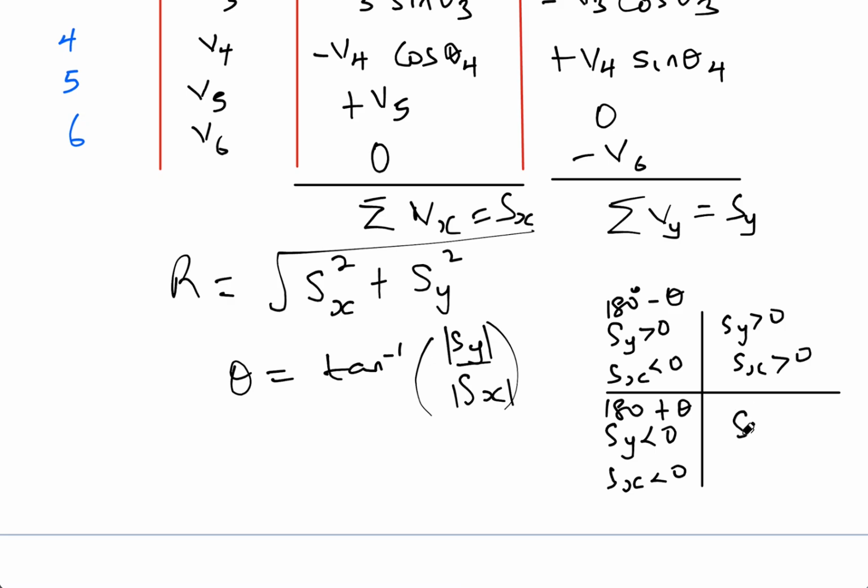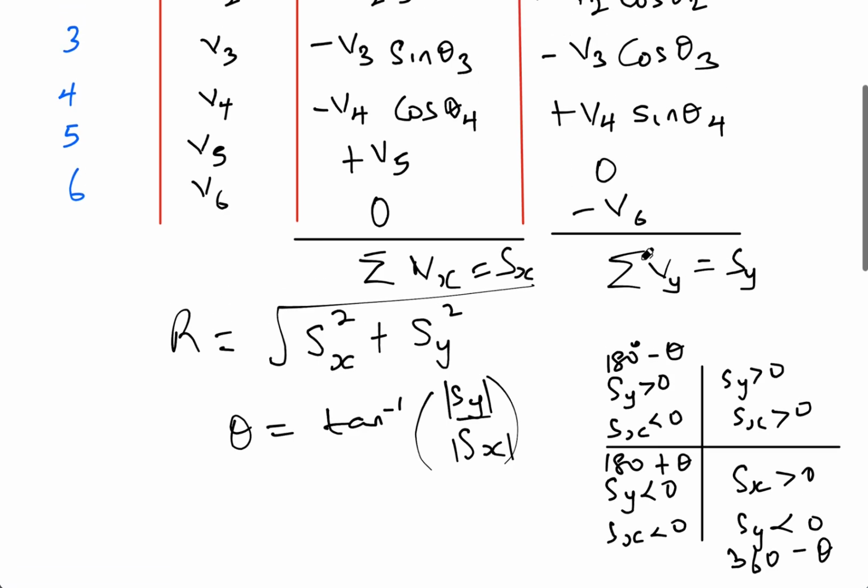And lastly, if sx is greater than 0 and sy is less than 0, that means your x component is the positive one and your y component is negative. What do you do in this situation? You subtract your theta from 360. Subtract your theta from 360. So that is how you find the direction for any case that you are given.